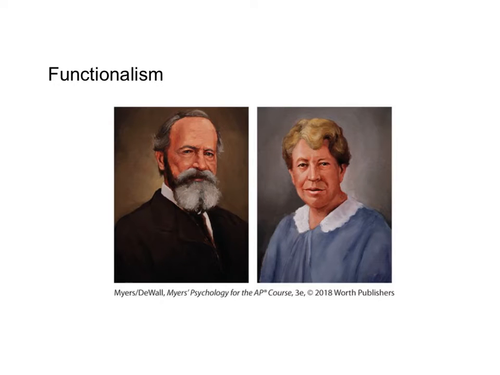So functionalism, if you remember from yesterday's lesson, functionalism was the stream of consciousness, not just taking a look at consciousness and its elements. And these are two functionalist psychologists. The first one being William James. And he is the one that developed or came up with the stream of consciousness.